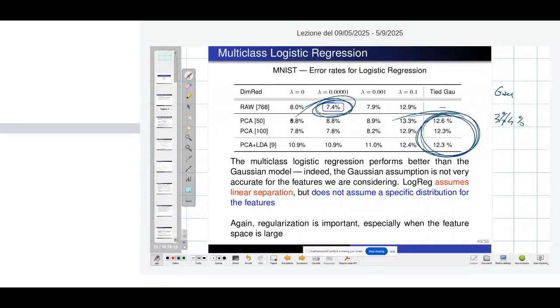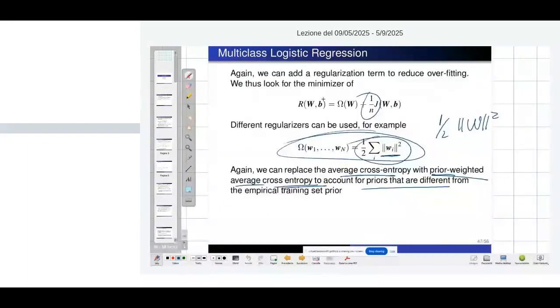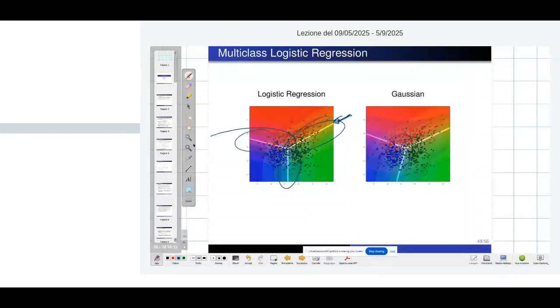What does it mean? It means that the Gaussian model can give us quadratic separation rules, and these quadratic separation rules, in this case, adapt better to separating the samples of the different MNIST classes. Here, the model does not require assumptions on the feature distribution, but in any case, it can't do better than having linear separation boundaries. So if I need nonlinear separation boundaries, imagine a data set where we have two classes organized in this way.